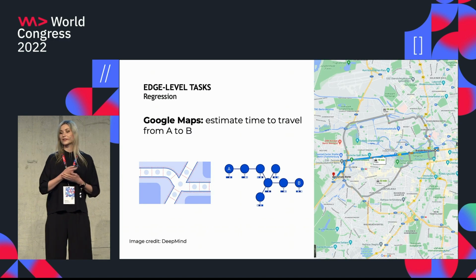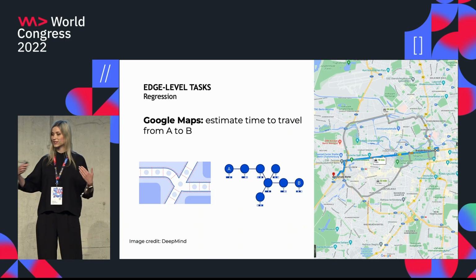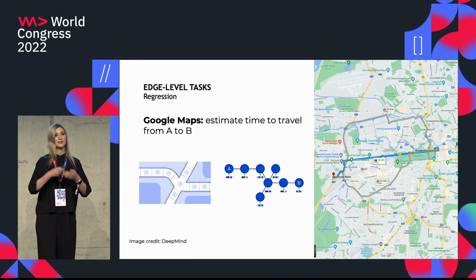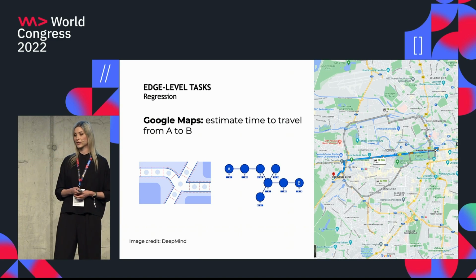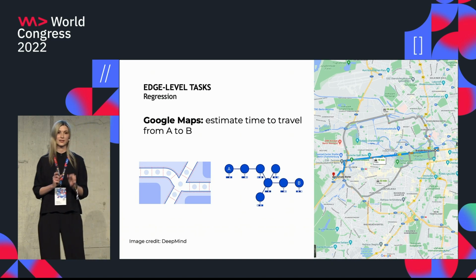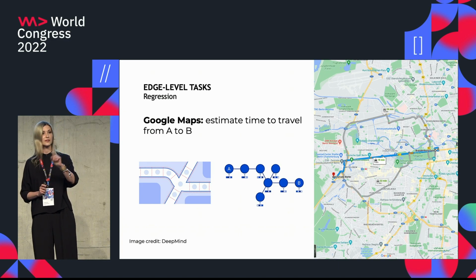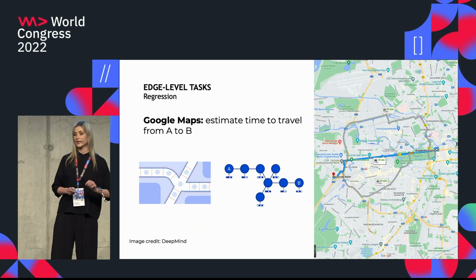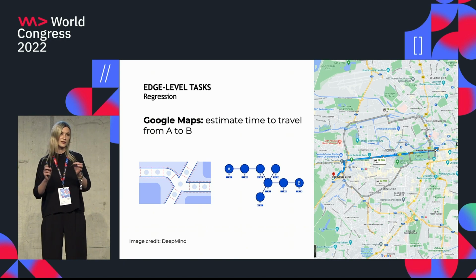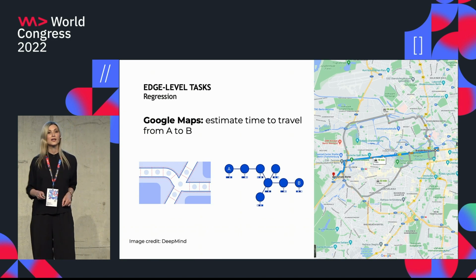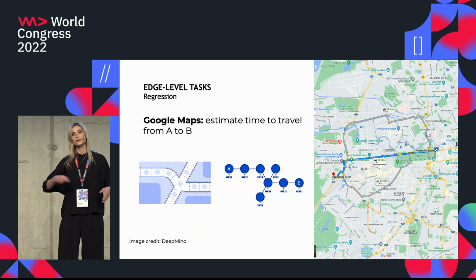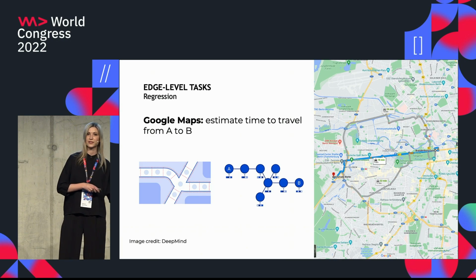A cool example of edge-level regression: DeepMind has published this white paper where they describe how they do it on Google Maps. They take the road segment and divide it into smaller segments, and with each segment they associate a new node. Then using node embeddings, they are able to predict the ETA, the time to travel from A to B. They claim that since introducing that, the performance increased by 40% compared to the previous production baseline.